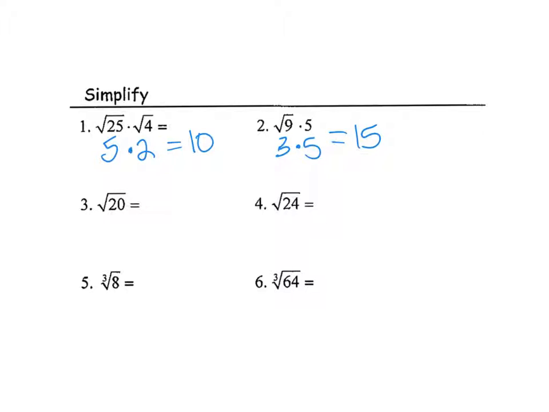Number 3. 20 is not a perfect square. Is there a perfect square inside of it? I think I got 2 times 10. No. 5 times 4. Okay. Here's how I want you to do this, please. Follow my directions. Don't work ahead. I want the 4 to come first because that's the perfect square. 4 times 5.